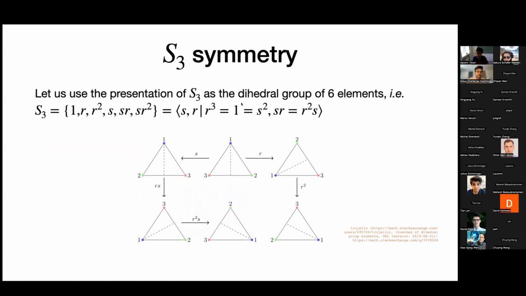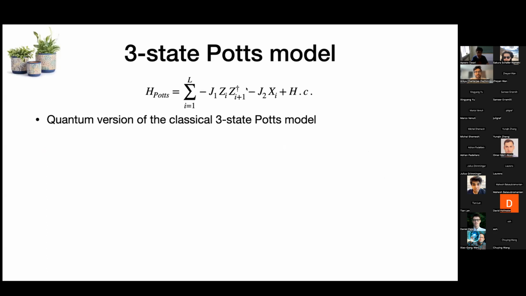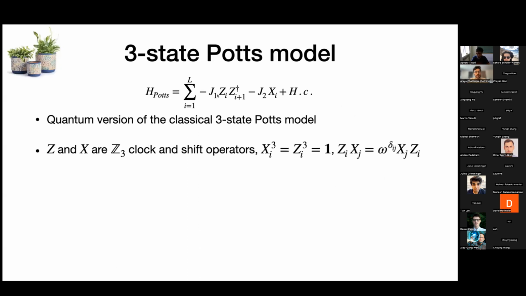Here I'm going to use the presentation of S3 as a dihedral group of 6 elements, where S represents reflection and R represents a 2π/3 rotation, shown in this cartoon here. So one of the simplest models with S3 symmetry is the three-state Potts model, which is a quantum version of the classical three-state Potts model, which you may have seen in stat mech class. The Z and X here are Z3 clock and shift operators with this algebra.